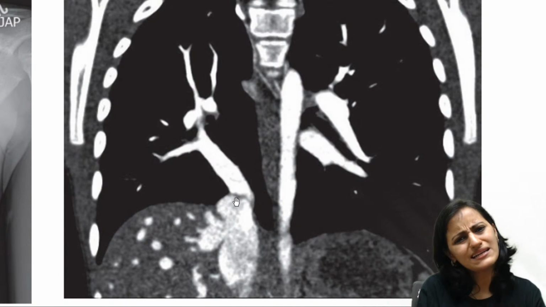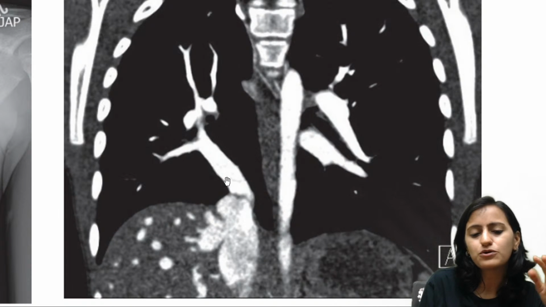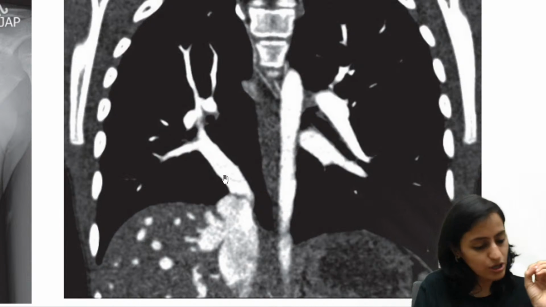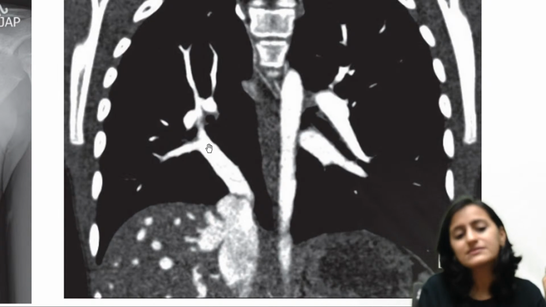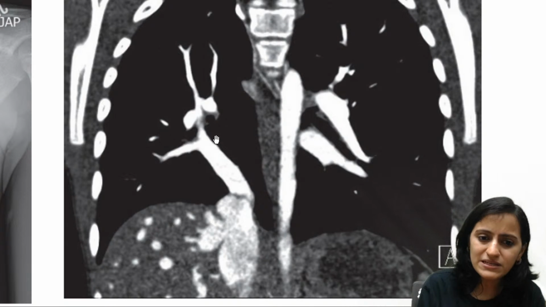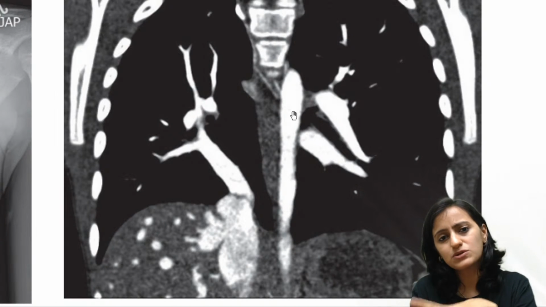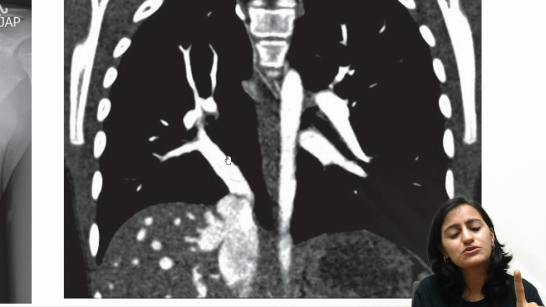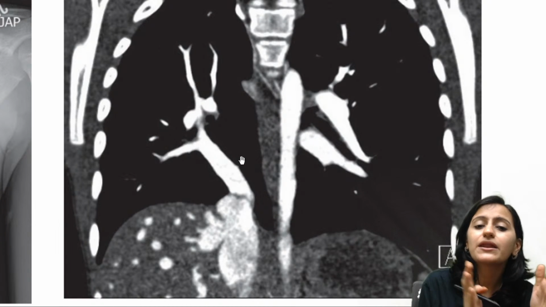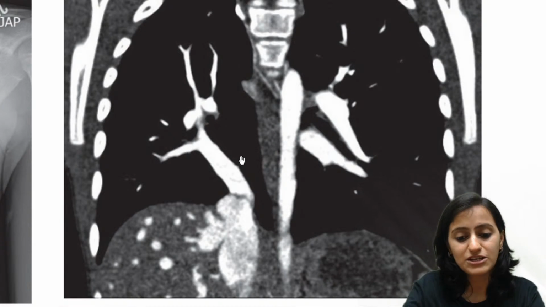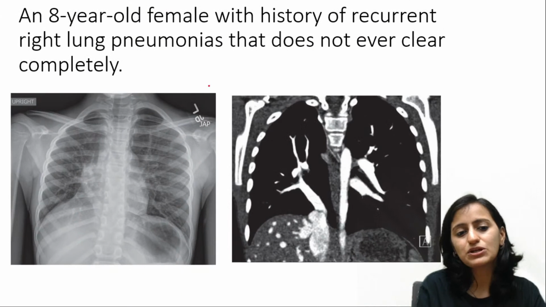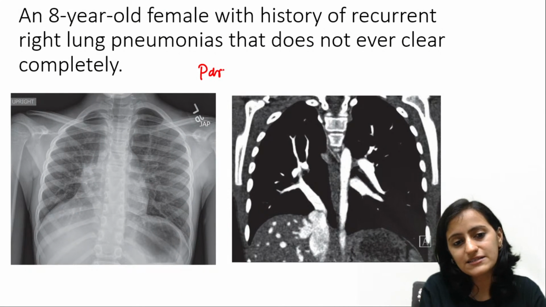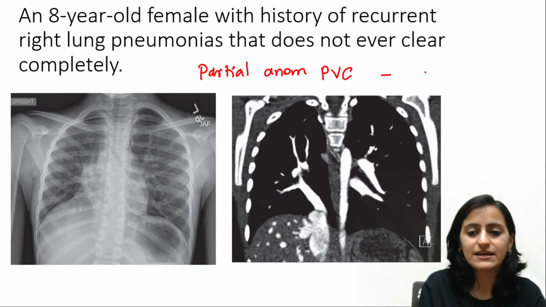So this generally goes into the IVC, though it might go into the hepatic vein or anywhere else, but most commonly it is into the IVC. Your pulmonary vein should ideally drain into the left atrium, but rather than going into the left atrium, it is going into the IVC. So that is your anomalous pulmonary venous connection, and it's only on the right side, not on the left side. That is why it is your partial anomalous pulmonary venous connection.